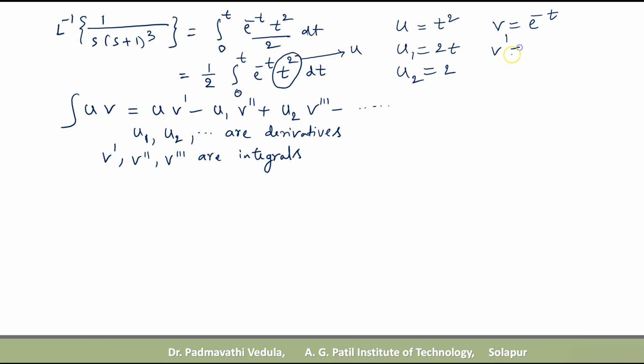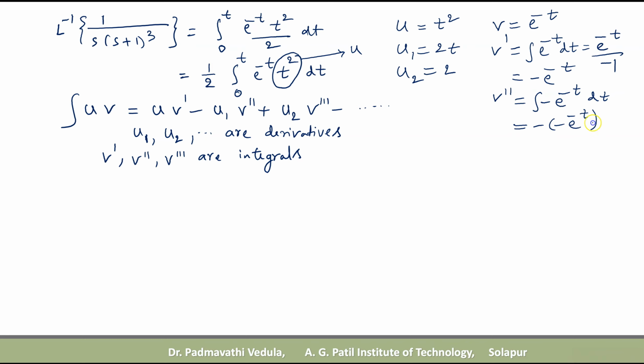Okay, so here v equal to e power minus t. v dash means integration of e power minus t dt. That is e power minus t by minus 1, which is equal to minus e power minus t. Now v double dash means integration of minus e power minus t dt again. So which gives minus of minus e power minus t, which is e power minus t. Okay, now let us apply this general UV rule to integrate this.